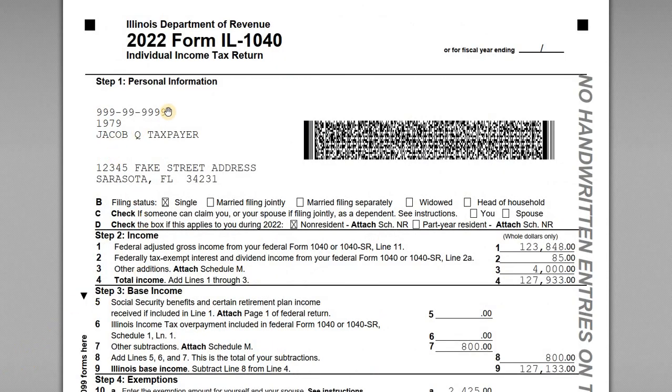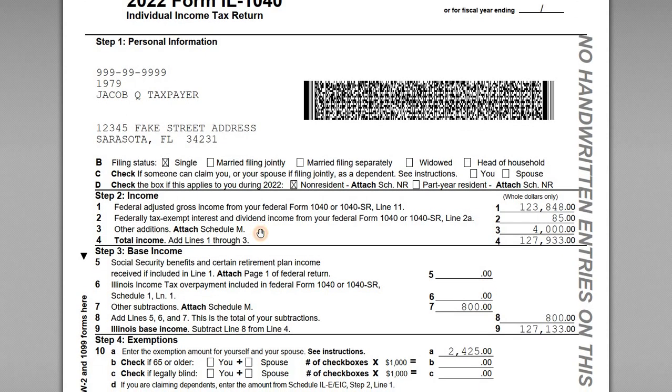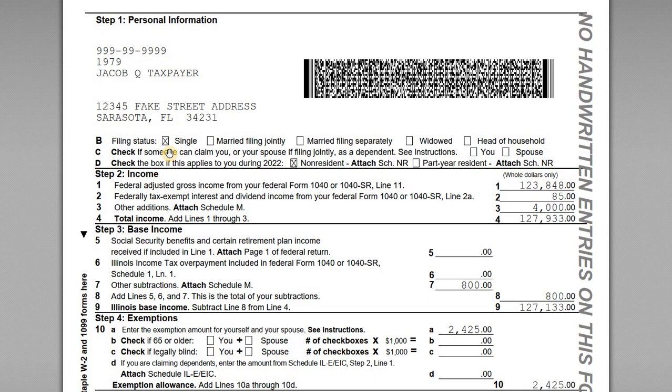So at the top of the page, we've got the taxpayer's Social Security number, their year of birth, and then full name, and then mailing address here in Florida. Filing status for the taxpayer here is single, so same as the federal. And then on line D, we have checked the non-resident box because we are filing it as a non-resident of Illinois. And so we also will be attaching Schedule NR.